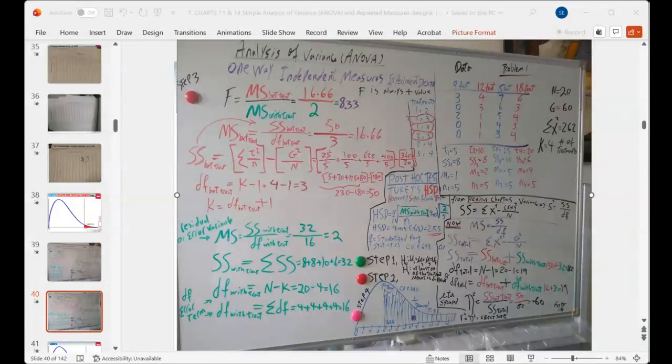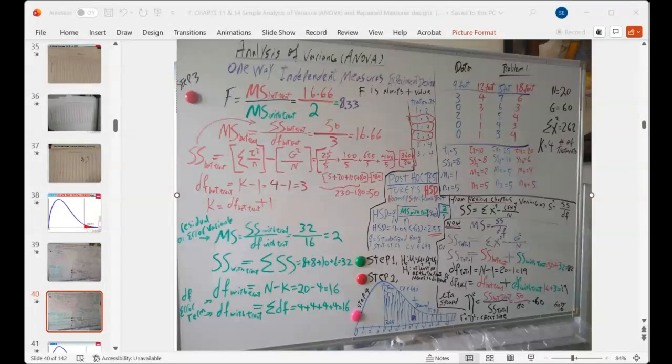So group 1 and 2, that is treatment 9 and 12. 1 and 3, that's 9 and 15. So we write all treatment combinations. There is 1 and 2, 1 and 3, 1 and 4, 2 and 3, 2 and 4, 3 and 4, right in the middle. We want to know where the differences are. Perform a post hoc test.